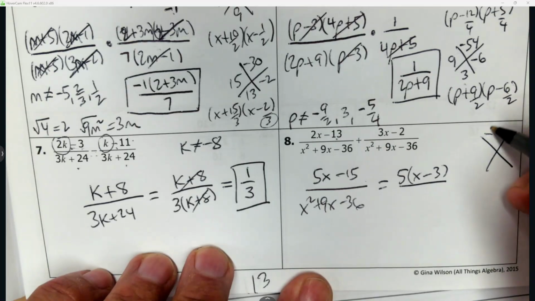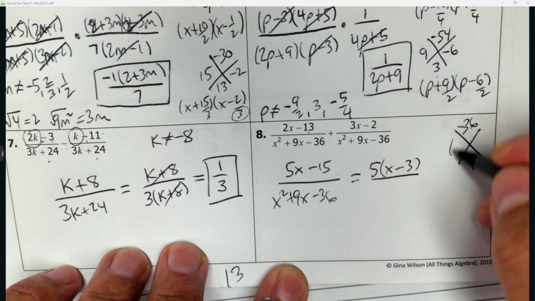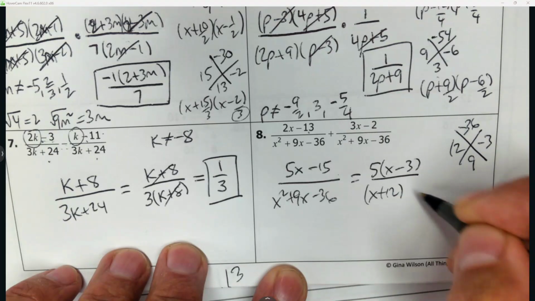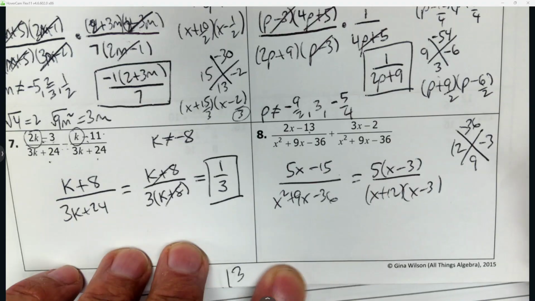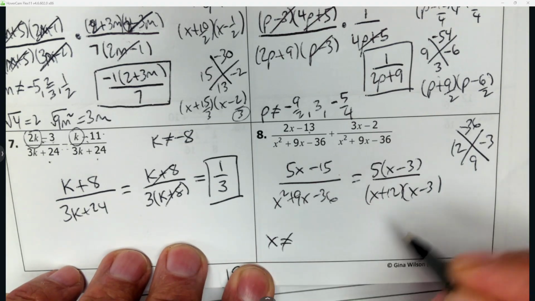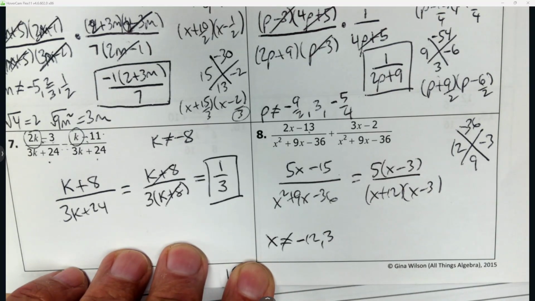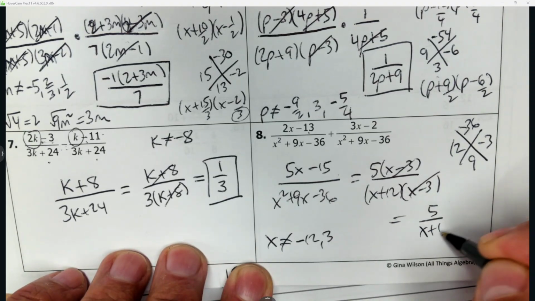We have negative 36 and 9. And what are the two numbers that work here, which are 12 and negative 3? So we're going to write down 12 and negative 3. We're also going to write down what it can't be. So the restriction from the denominator is negative 12 and positive 3. Then we'll simplify it, and we're left with the answer 5 over x plus 12.